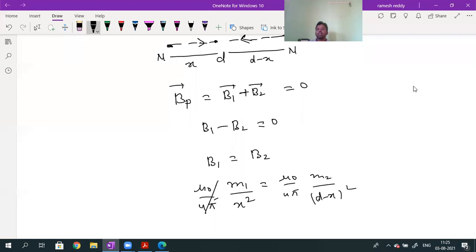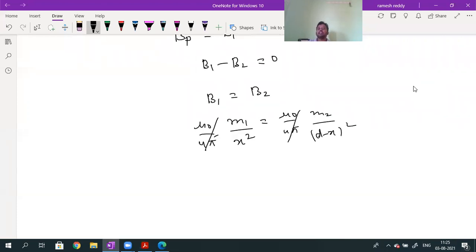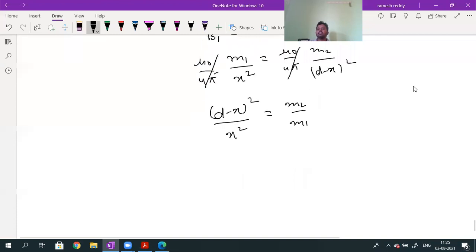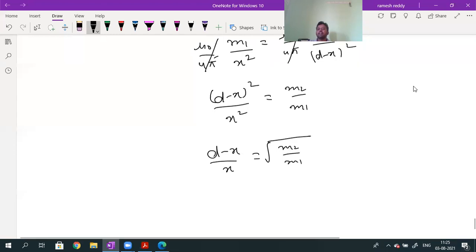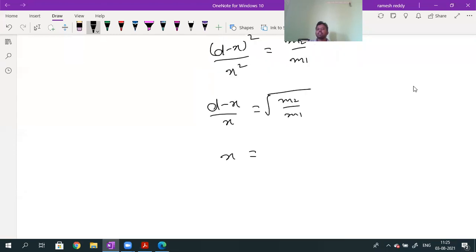The mu naught by 4 pi terms cancel. Then I get d minus x whole square divided by x square equals m2 divided by m1. From this, d minus x divided by x equals root over m2 by m1. From this, what is the formula for x? x equals d divided by root over m2 by m1 plus 1.